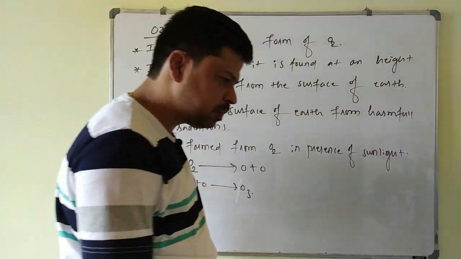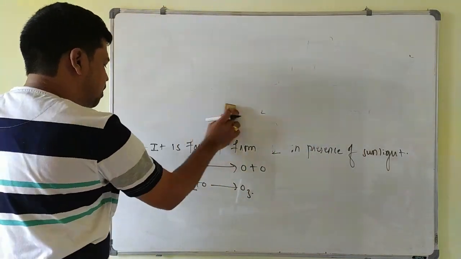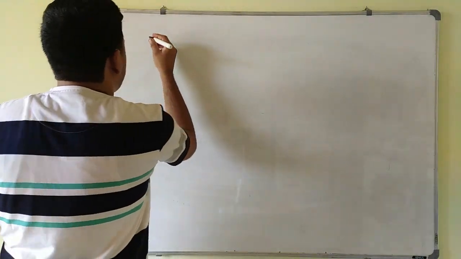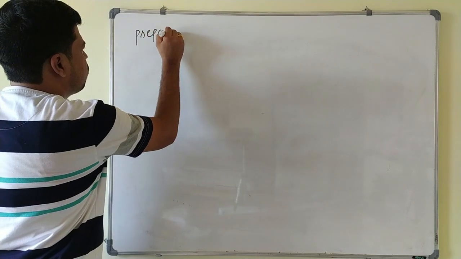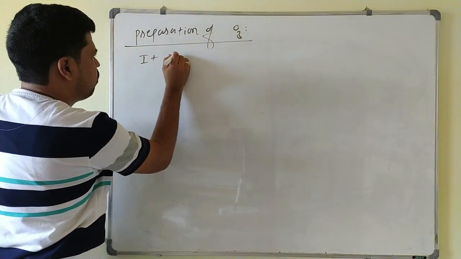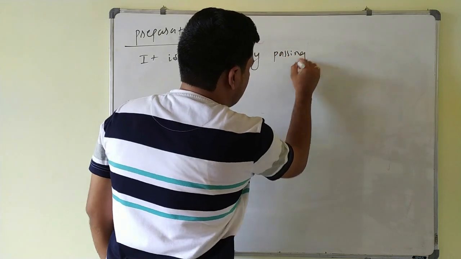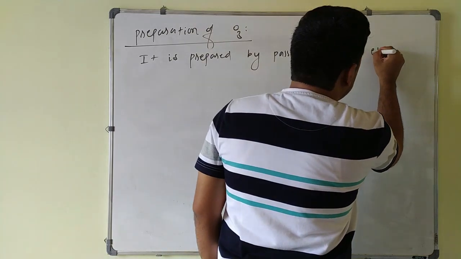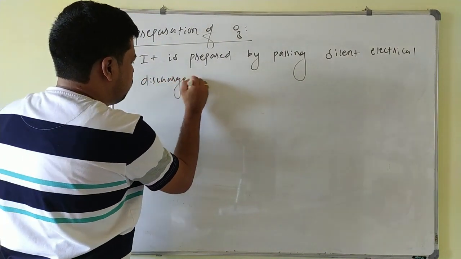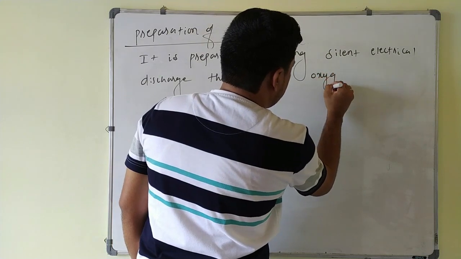Now we will go for preparation of ozone. This ozone is prepared by passing silent electrical discharge through a stream of dry oxygen. Dry oxygen is nothing but O2 here.